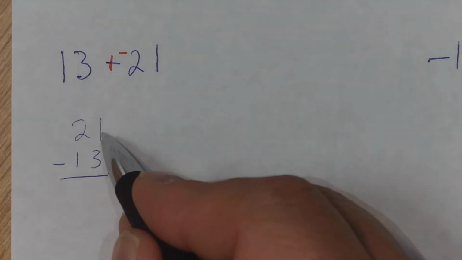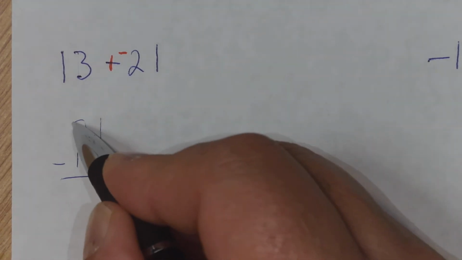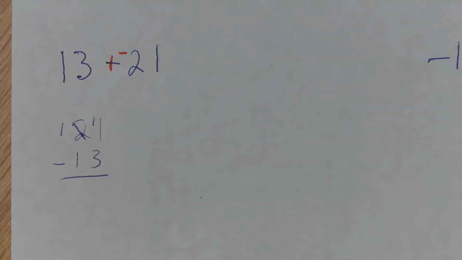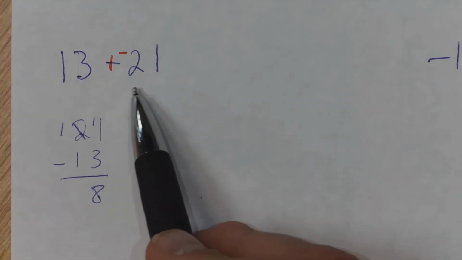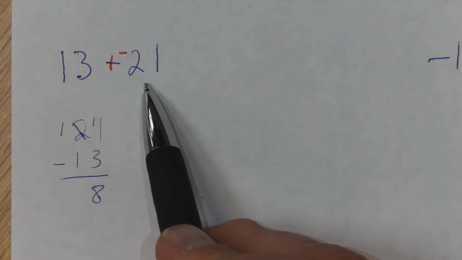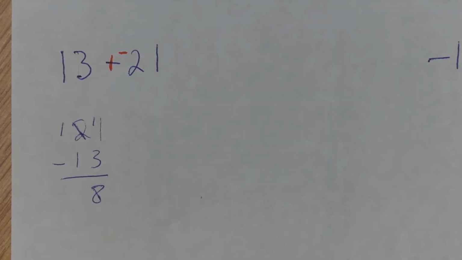So I have 1 minus 3. I can't do that, so I have to borrow. So I have 11 minus 3, which happens to be 8. And 1 minus 1 is 0. But this one here is the farthest from 0, so it happens to be a negative. So this is a negative 8.